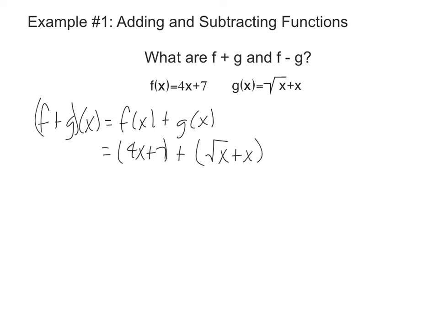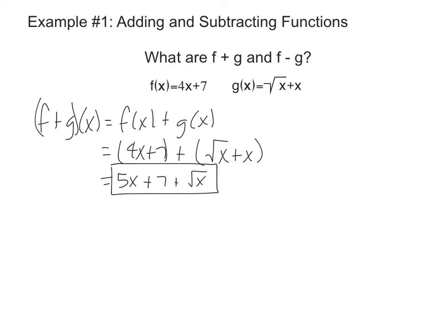Now, since it's addition, we don't really have to worry about anything except for literally combining like terms. So our answer would be, if you combine like terms, and I'm not really picky here about an order, but let's go ahead and say that it's 5x plus 7 plus the square root of x. Again, I don't really care the order, just as long as you have them there.